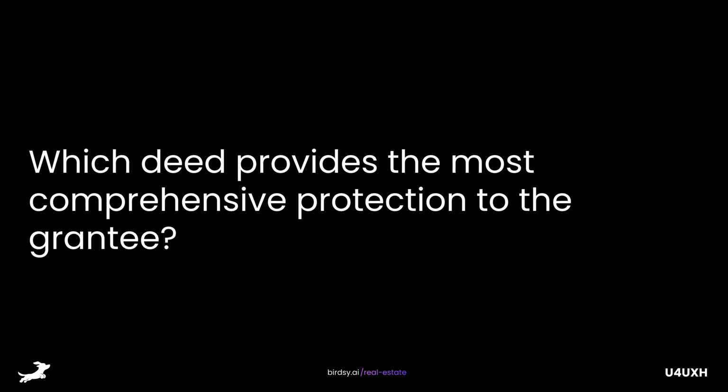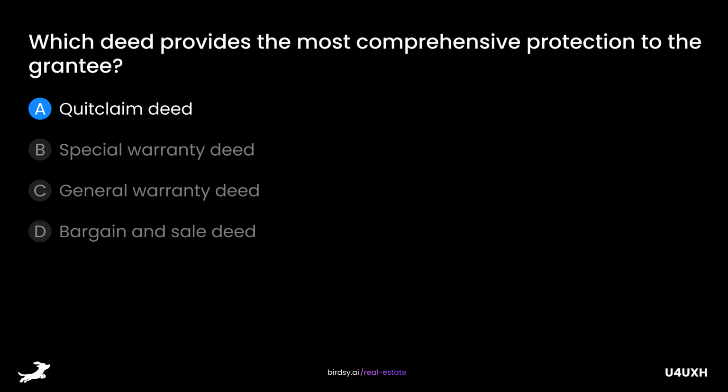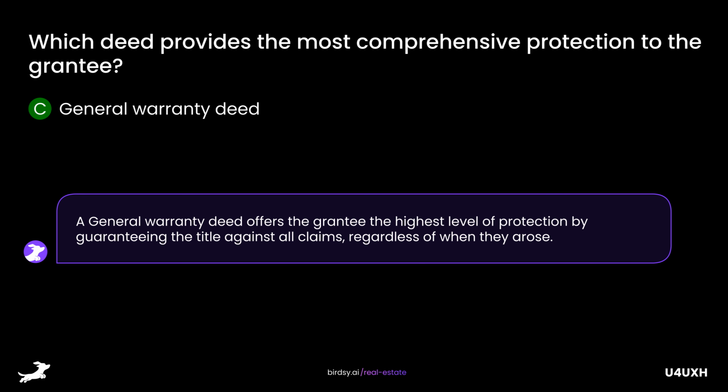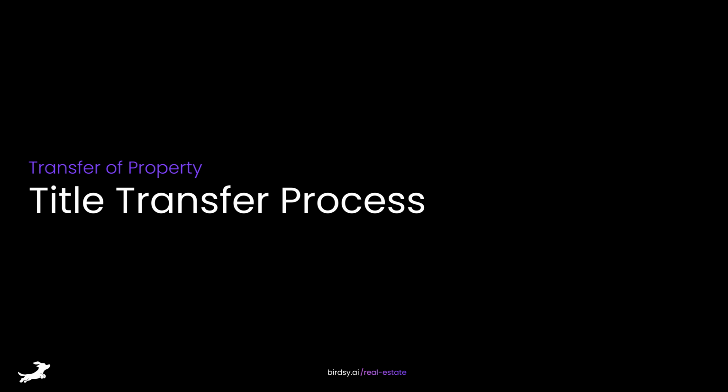Which deed provides the most comprehensive protection to the grantee? Is it A, quitclaim deed, B, special warranty deed, C, general warranty deed, or D, bargain and sale deed? The answer is C, general warranty deed. A general warranty deed offers the grantee the highest level of protection by guaranteeing the title against all claims, regardless of when they arose.